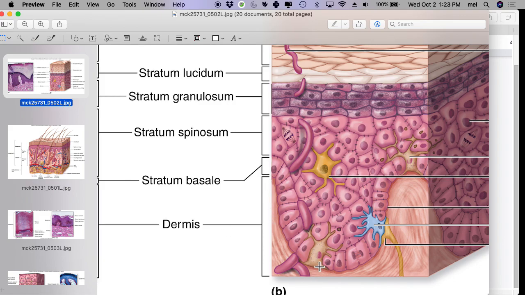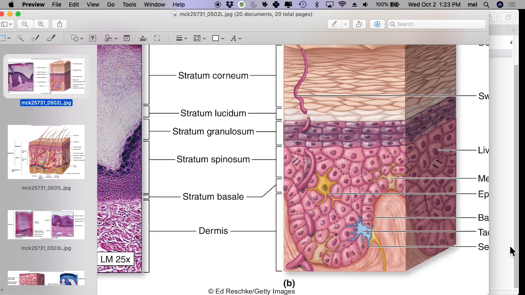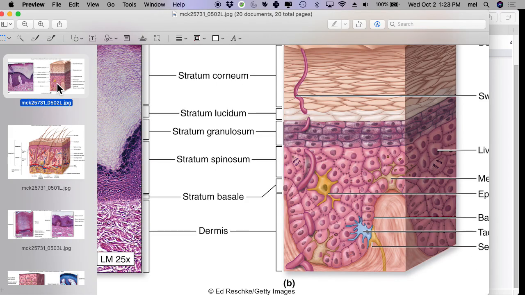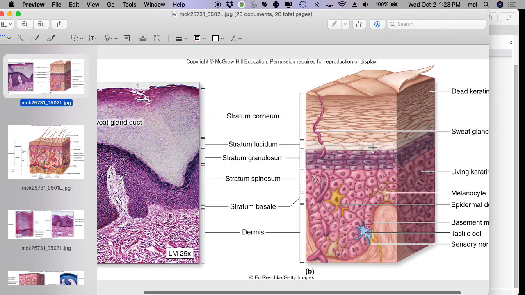The keratinocytes are held together laterally by desmosomes, and they undergo relatively rapid cell division. They're pretty active in cell division. And as I mentioned, as the new cells are formed, the old cells move up. New cells formed, old cells move up. As they move up, we'll get into this in detail a little bit later. As they move up, they will eventually start to produce keratin. And then by the time they get to the top, they're really just like shingle-like bags of keratin with no organelles or anything in them. So they're dead cells, right, by the time they get up there.